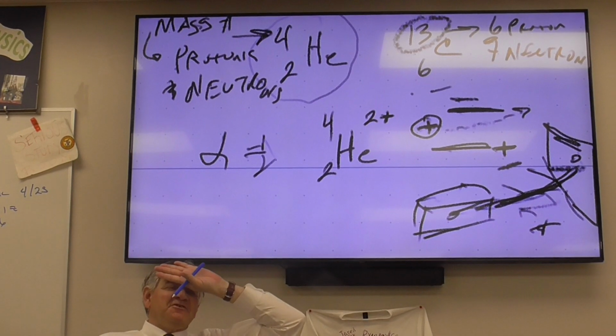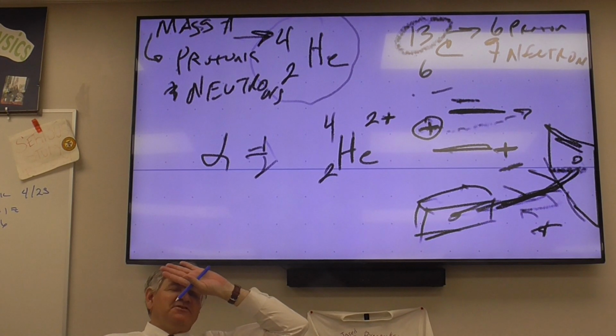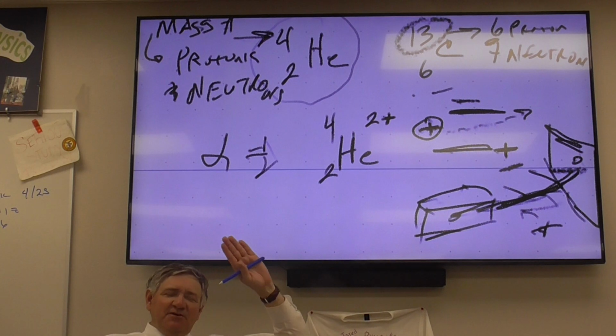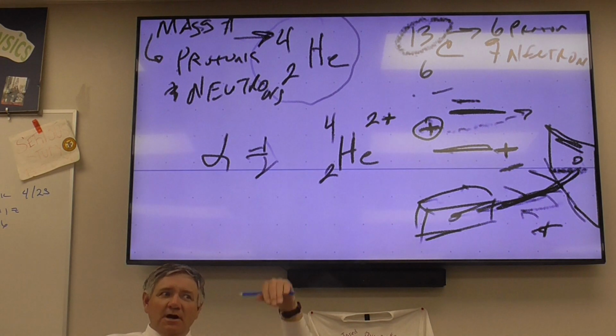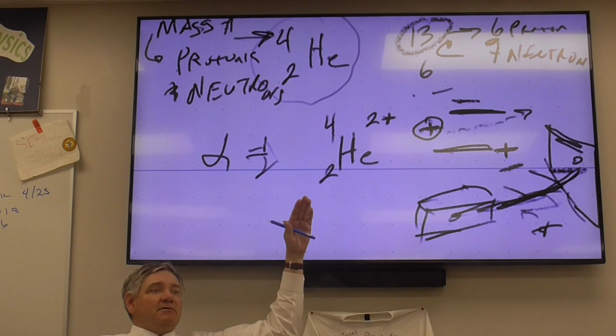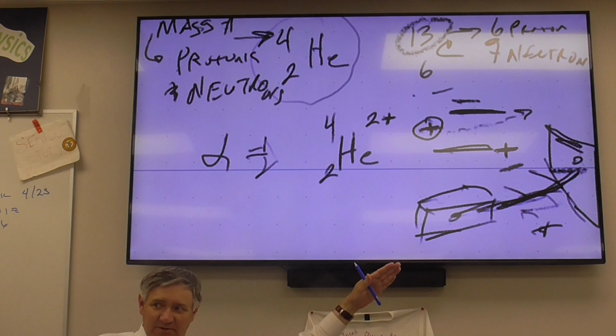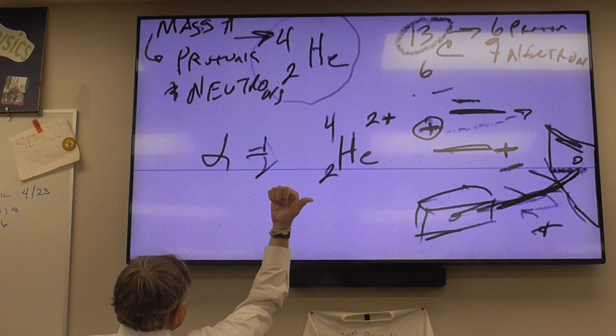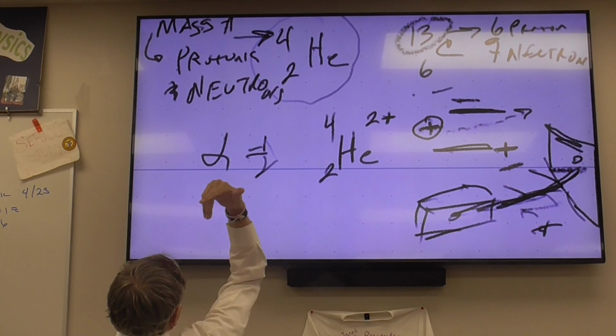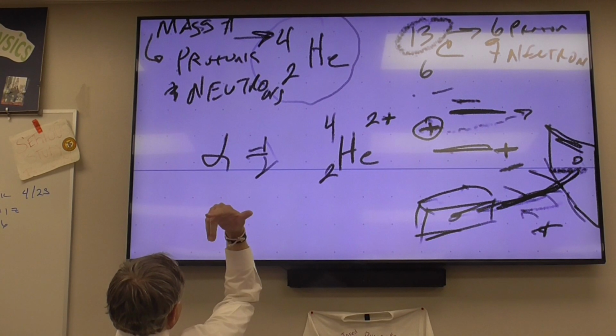Which direction do I want the force in the magnetic field to act? Downward, right? I want the force in the magnetic field to push it down to balance out the electric field. So the particle is going this way, true? I want the force to act downward.